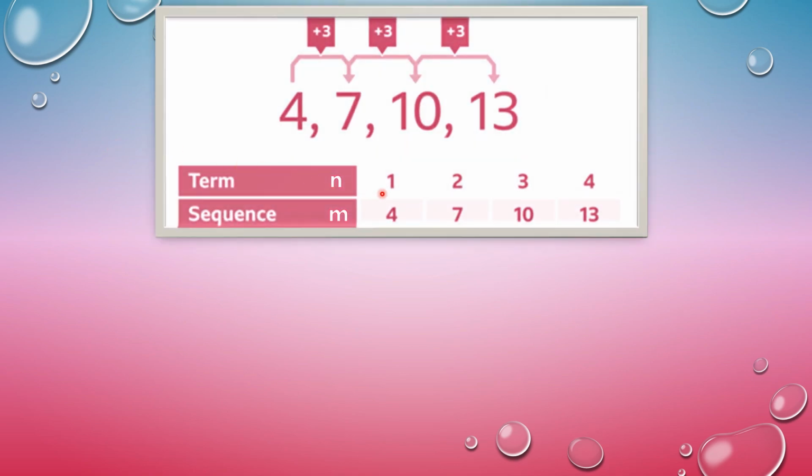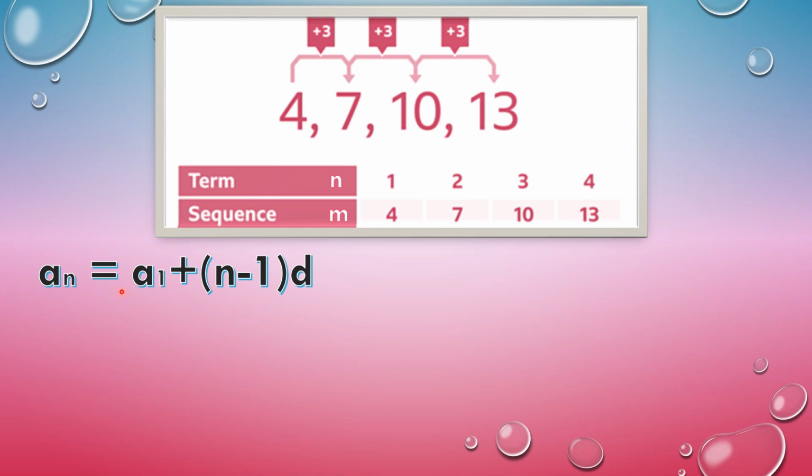So here, this is how you are supposed to make up a sequence table. This part is not necessary, this is just for your understanding that 3 is being added to each pattern. 4 plus 3 is 7, 7 plus 3 is 10, 10 plus 3 is 13. So look, for term I wrote n and for sequence m. So term n is 1 2 3 4 and sequence m is 4 7 10 13, and now add 3 more numbers. You have to do it for 6 terms. Now let's do part 2.